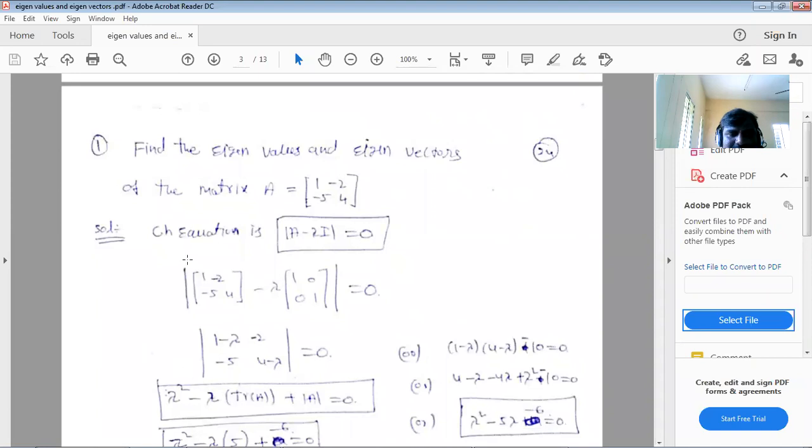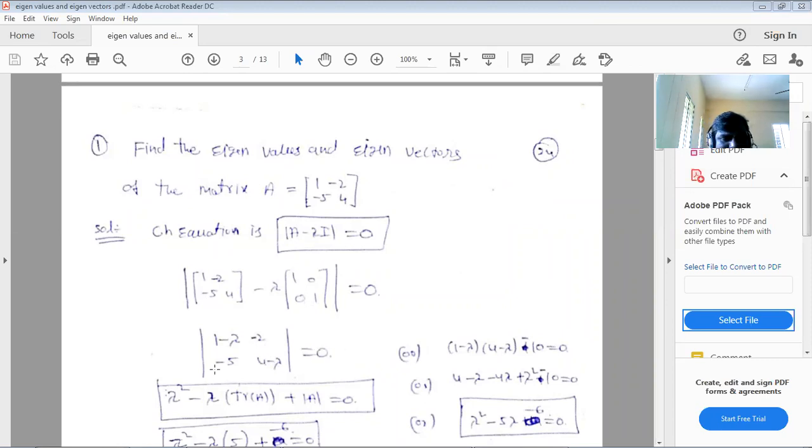Next, the determinant of A minus lambda I: [1, -2; -5, 4] minus lambda times [1, 0; 0, 1]. Okay, wait. Therefore, you have to subtract in the same positions: 1 minus lambda, minus 2 minus 0 is minus 2, minus 5 minus 0 is minus 5, 4 minus lambda is 4 minus lambda. The determinant of this is equal to 0.